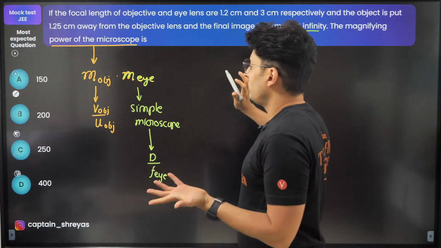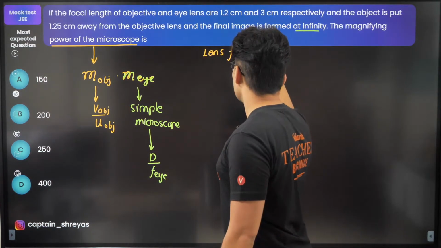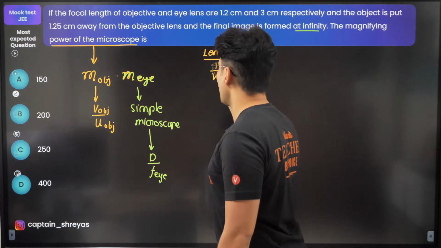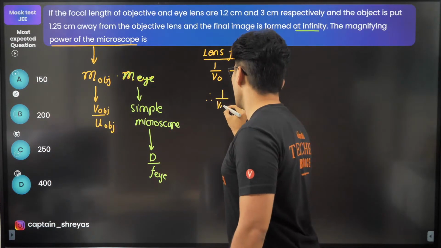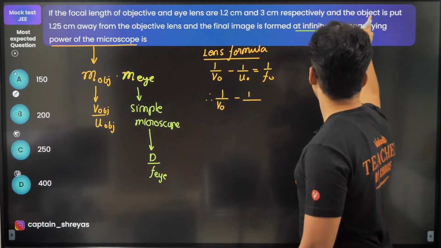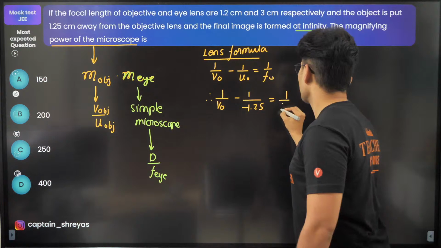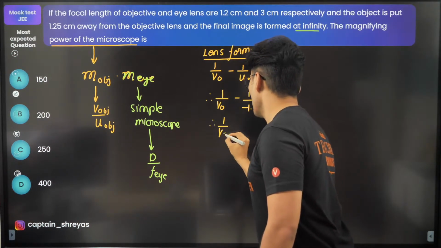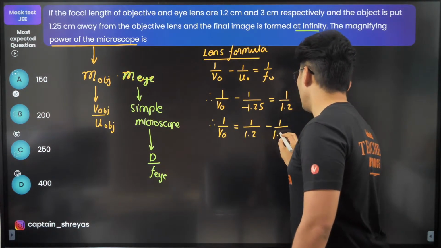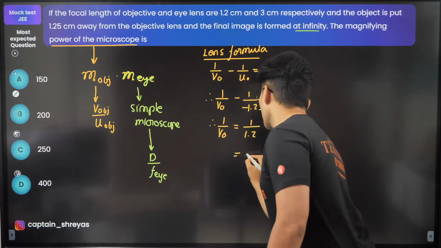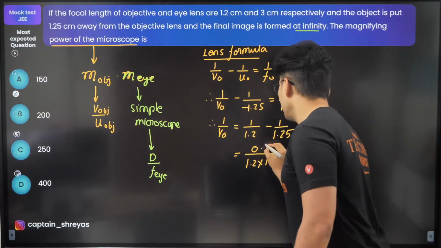So VO, the objective image distance, I do not know, so I'll use the lens formula. 1 by VO minus 1 by UO is equal to 1 by FO. So 1 by VO minus 1 by, object distance is minus 1.25, is equal to the objective focal length, 1.2. So 1 by VO is equal to 1 by 1.2 minus 1 by 1.25. Take LCM. So it will be 1.25 minus 1.2 over 1.2 into 1.25. 1.25 minus 1.2 is 0.05.